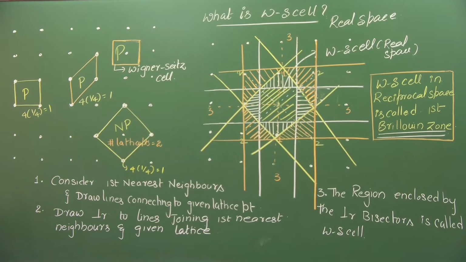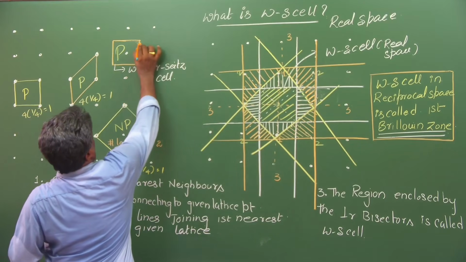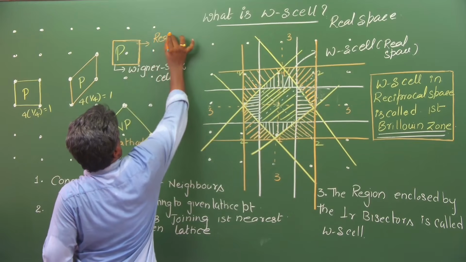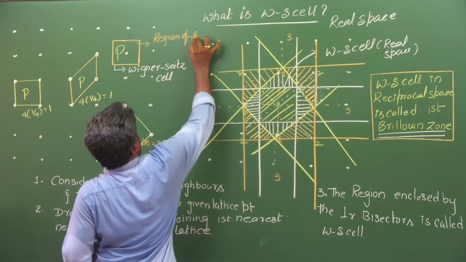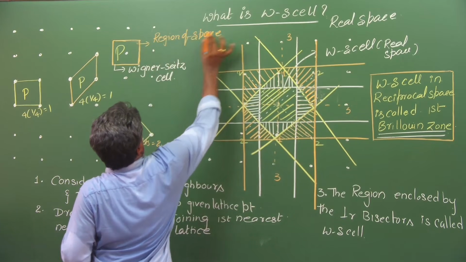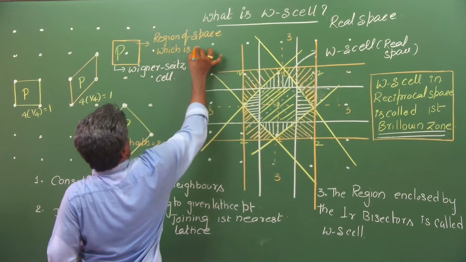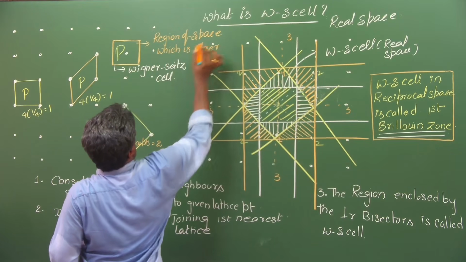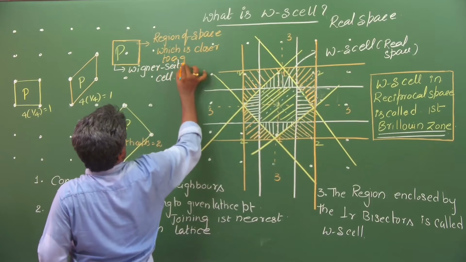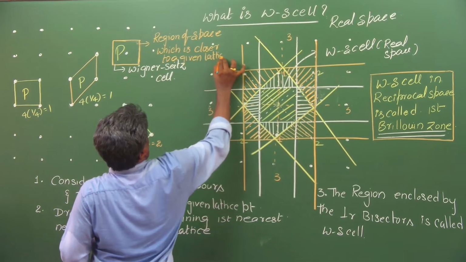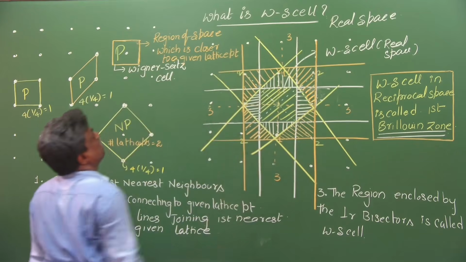The region enclosed by perpendicular bisectors is called the Wigner-Seitz cell. One more point you have to add: this is the region of space which is closer to a given lattice point. Please write that also.